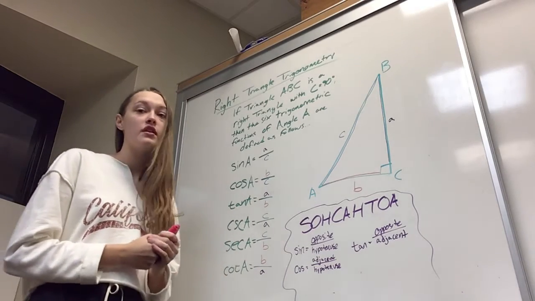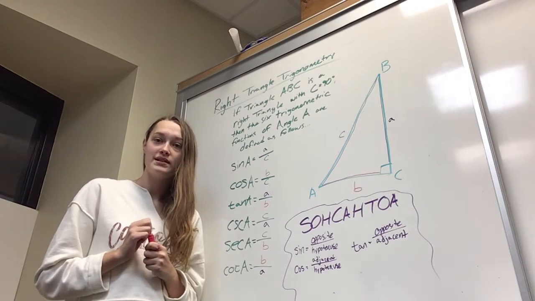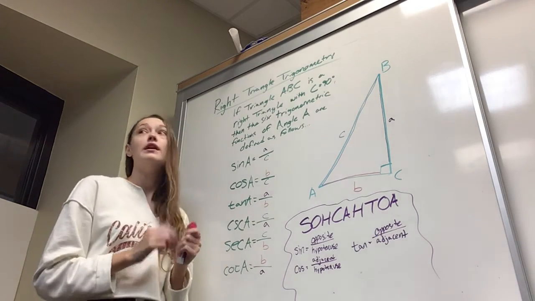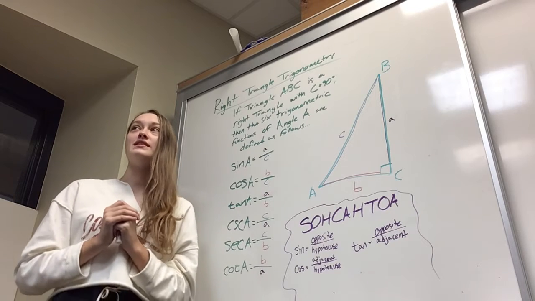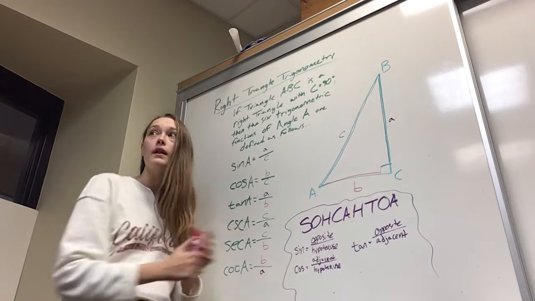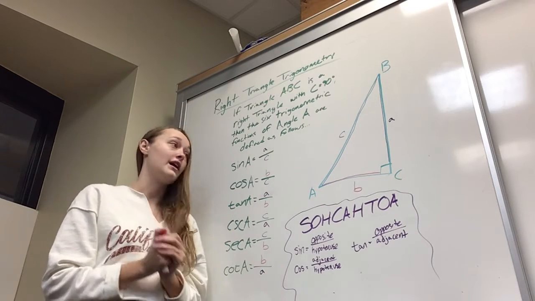So today we're going to start with basic right triangle trigonometry. There are three basic definitions of trigonometry itself. This is the second one, and it says if triangle ABC is a right triangle with C equaling 90, so angle C down here equaling 90, then the six trigonometric functions of A are defined as follows.